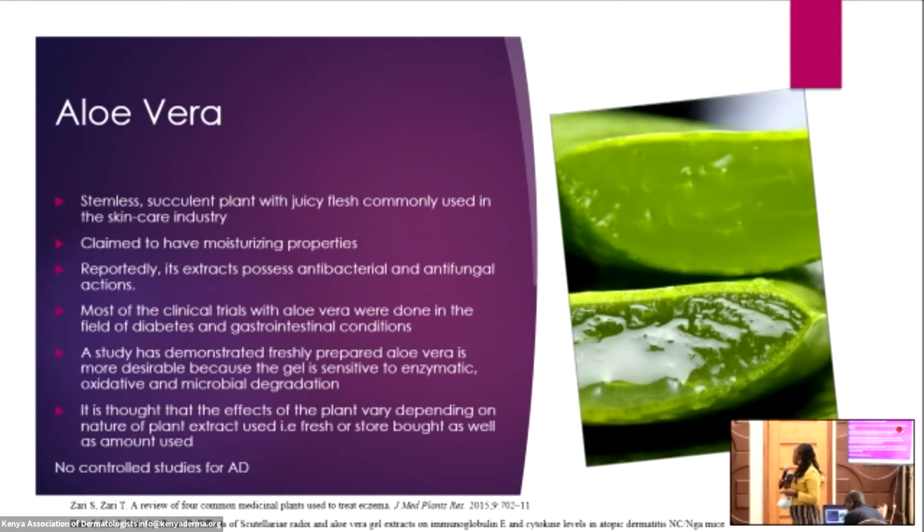So when it comes to aloe vera, some studies have also been done. It is usually claimed to have some moisturizing properties, and it's also said to have some antibacterial and antifungal properties. Most of the trials that have been done were in the field of diabetes, and it was mostly oral preparations, with few done on topical preparations.